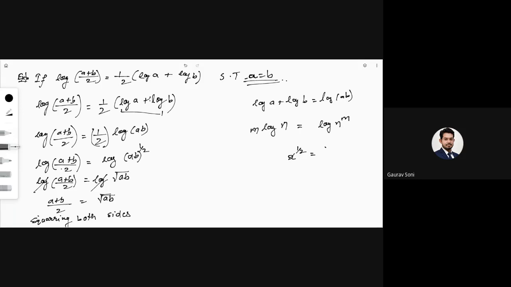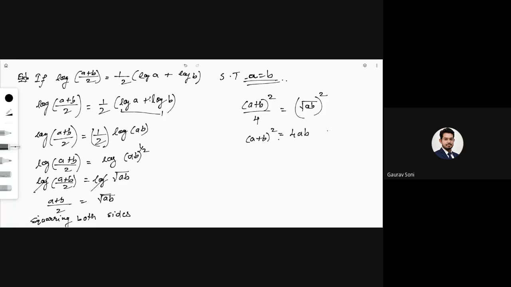So what do we get? A plus b whole square by 4 is equal to under root AB square. So that will be simply AB. So a plus b square is equal to 4AB. Now I can expand this: a plus b square is a square plus 2AB plus b square, equal to 4AB.